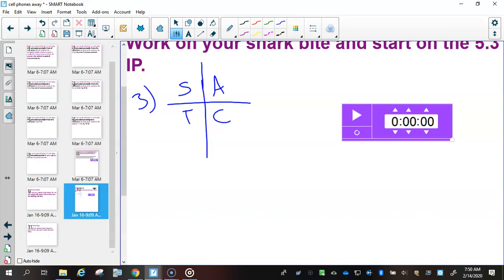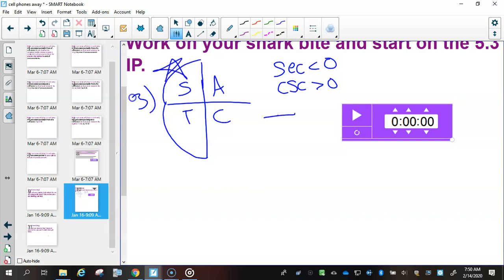Okay, so we need to figure out where secant is negative and cosecant is positive. Where is secant negative? Quadrant 2 and quadrant 3. Of these two, where is cosecant positive? Quadrant 2. Quadrant 2 is our answer.